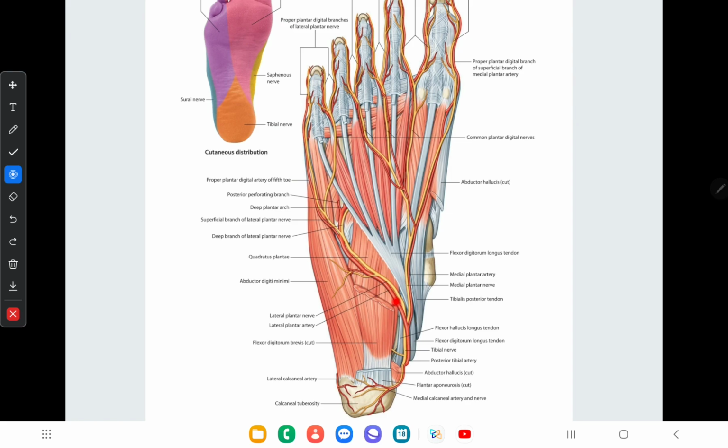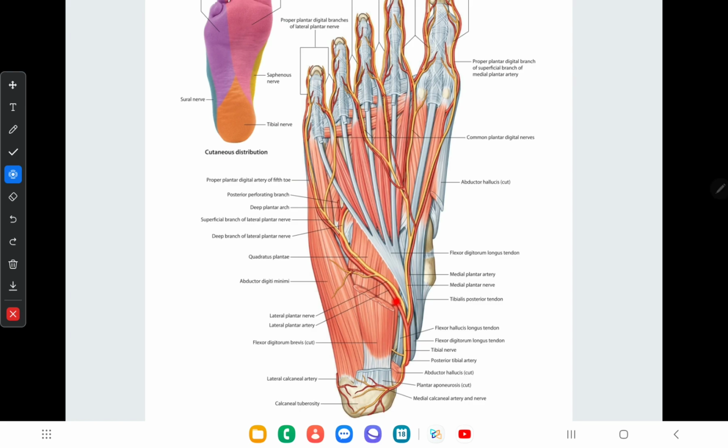The branches of the tibial nerve in the popliteal fossa, I forgot to tell you that. The branches are the muscular branches to soleus muscle, flexor digitorum longus muscle, flexor hallucis longus muscle, and tibialis posterior muscle. Then the cutaneous branches are medial calcaneal branch, which supplies the skin over the medial surface of the heel. Then there are articular branches to ankle joint as well.